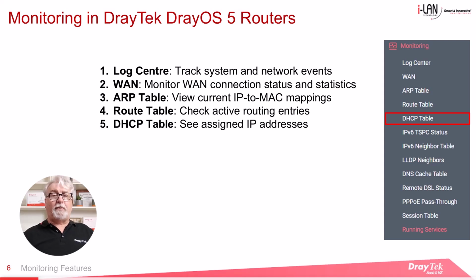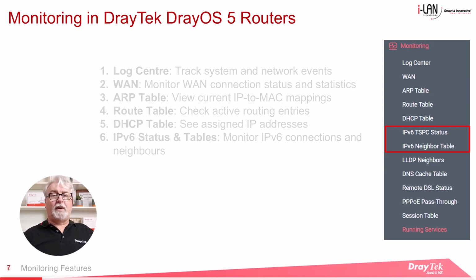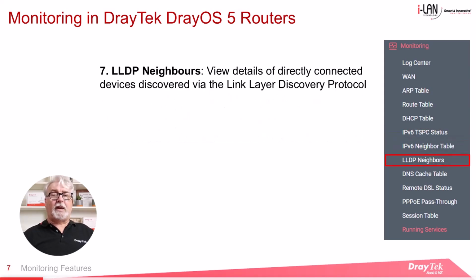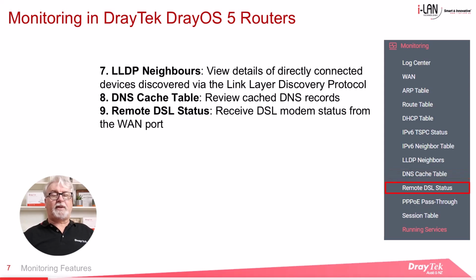DHCP table displays the list of IP addresses assigned by the router's DHCP server to clients, which is helpful for managing connected devices. IPv6 status and tables allows monitoring IPv6 connections and to see neighbour information. LLDP Neighbours displays information about directly connected devices discovered through the Link Layer Discovery Protocol, helping to confirm network topology and device roles. DNS cache table shows the cached DNS records so you can quickly see what domain names have been resolved recently. Remote DSL status allows the router to retrieve DSL line status from a connected DSL modem on the WAN port and display it on the dashboard.